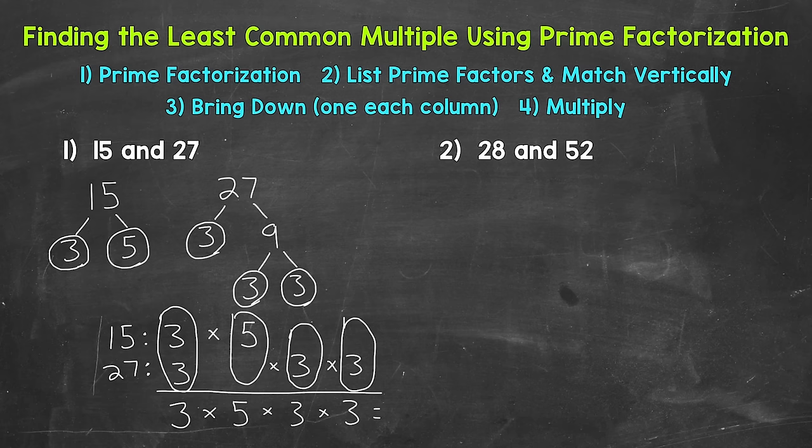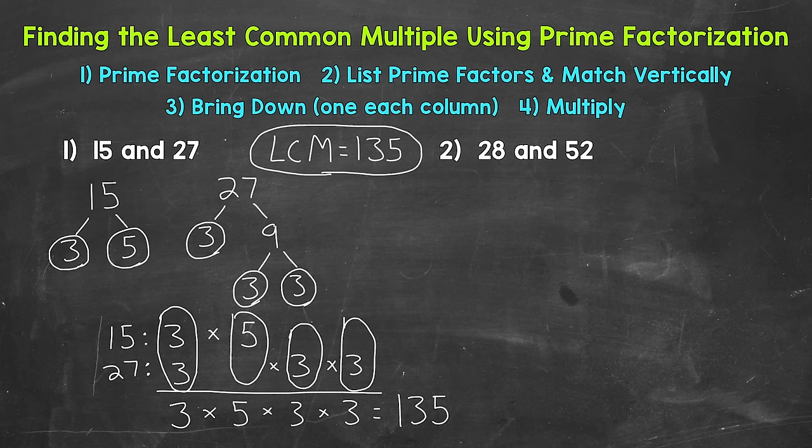And by multiplying these, we get our least common multiple. So 3 times 5 is 15, times 3 is 45, times 3 is 135. And that's our least common multiple. So the LCM, the least common multiple of 15 and 27, is 135. Let's move on to number 2, where we have 28 and 52.